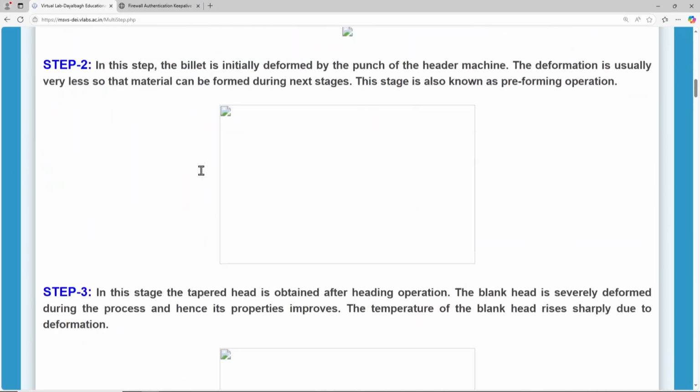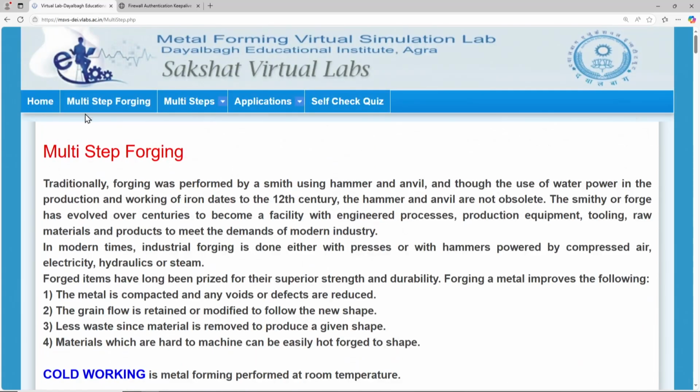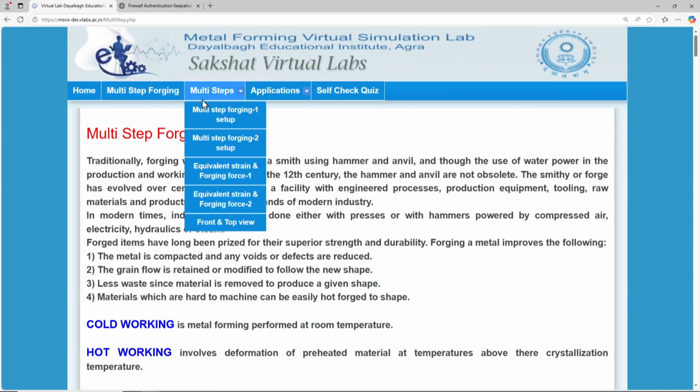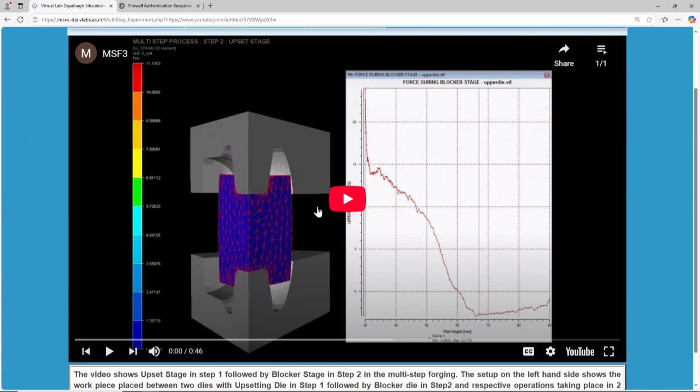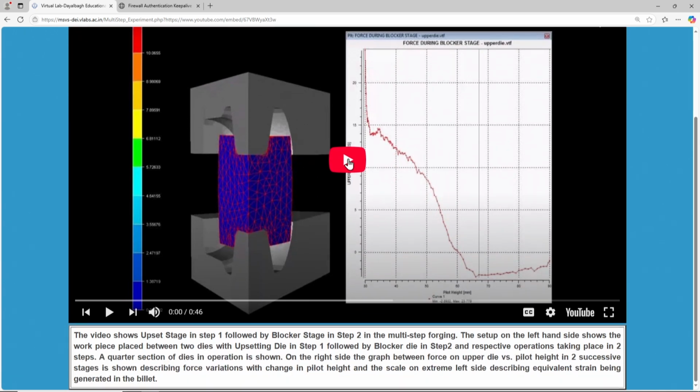So let me just go through the multi-step forging. So there are certain steps in multi-step forging which are given. For example, I will just pick equivalent strain forging force. If I pick this, you can see how equivalent strain is being shown here in this forging.